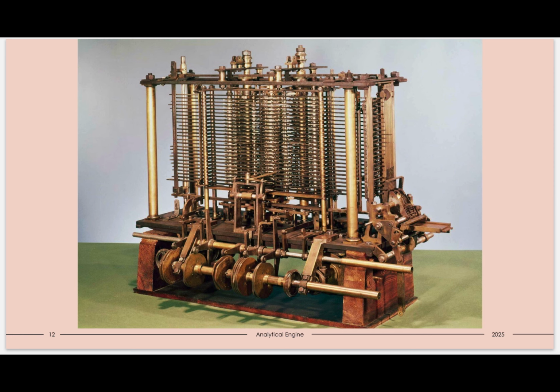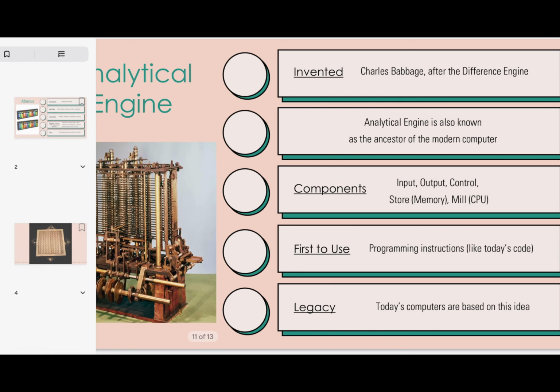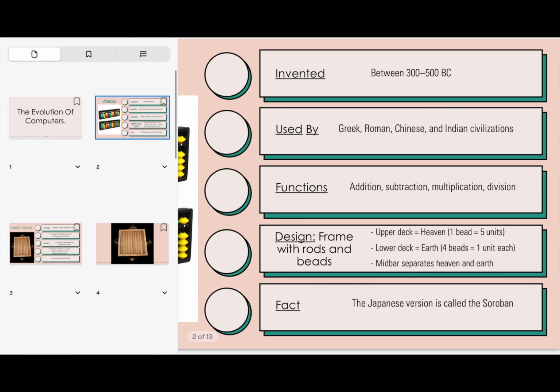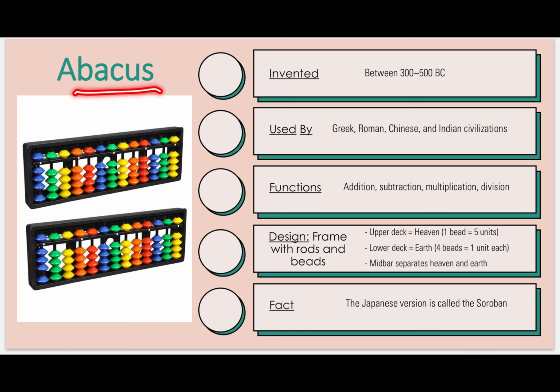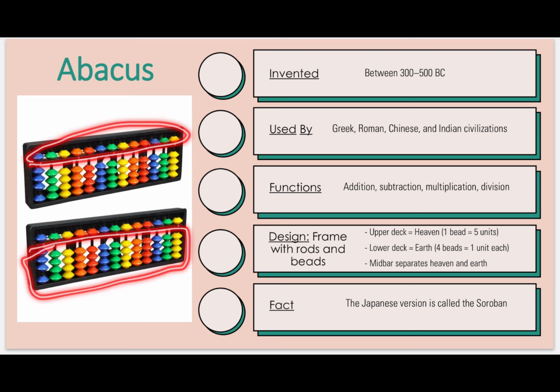Class, now you understand everything. What was the first computer? How was the computer? I will just recap in a short period. See, the Abacus was the first computer, invented in 300 to 500 BC. Who used it? Greek, Roman, Chinese, and even Indian civilization. What could it perform? Addition, subtraction, multiplication, division. This upper deck is called heaven. This lower deck is called earth. The value of a single bit is 5 in heaven, and the value of a single bit is 1 in earth. And this middle bar separates these two. Right? The Chinese version is known as Suanpan.